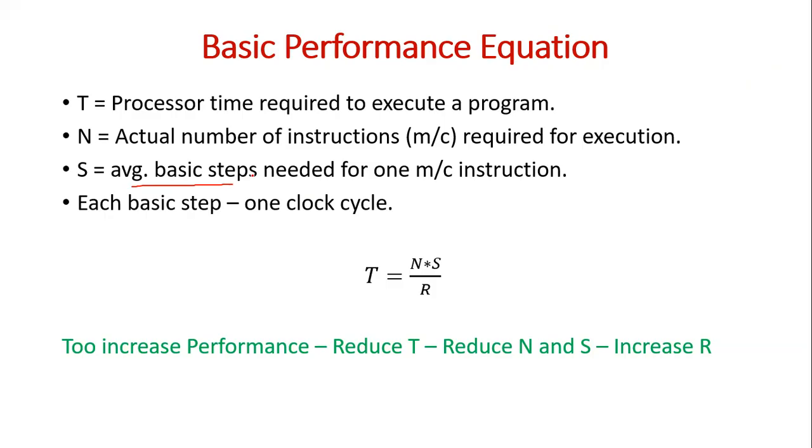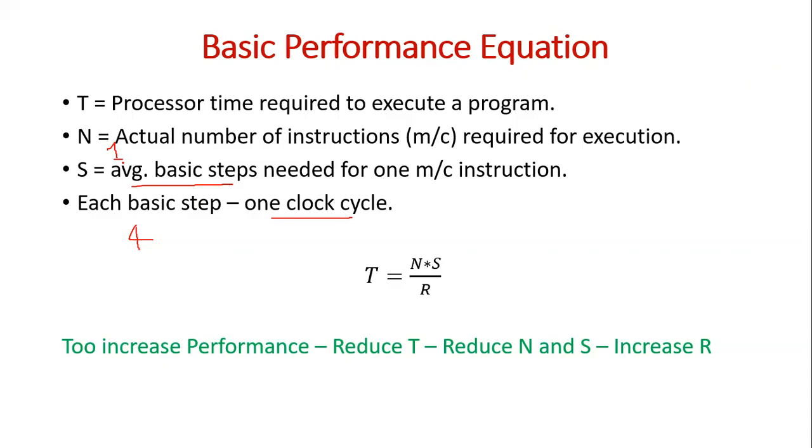Where each basic step needs only one clock cycle. So if S is equal to 4, and it is executing serially, each instruction will take 4 clock cycles. The ideal value of S is 1. If S is equal to 1, it means each instruction has only one basic step.